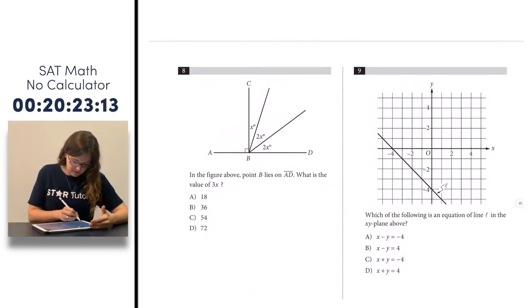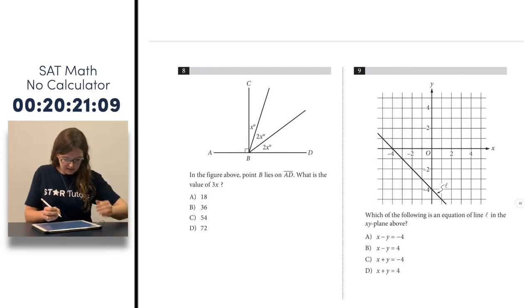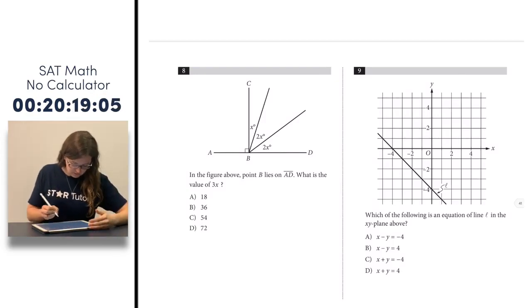Let's see. In the figure above, point B lies on AD. What's the value of 3x? 3x. Okay, be careful not to solve for x. I bet one of these answers is x and the other one's 3x. So don't fall for that trap. So I notice here that we've got a line. ABD is a line, so that total angle should be 180 degrees.